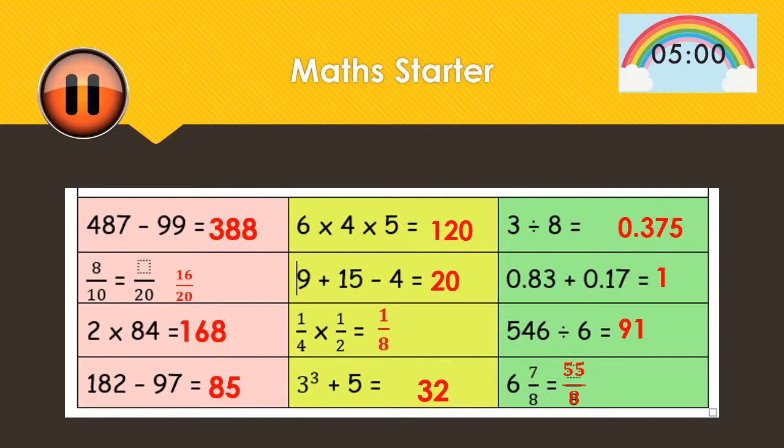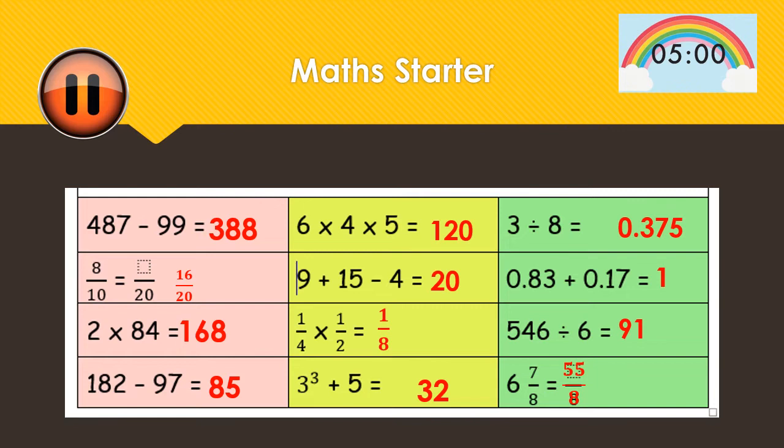1/4 times 1/2. 1 times 1 is 1, and 4 times 2 is 8. So we get 1/8. And can we simplify that? No, we cannot. 3 cubed plus 5. So we know the small 3 on top means cubed. So that means we times the number by itself. 3 times 3 times 3. So we should have 3 sets of the same number being multiplied by itself. 3 times 3 is 9. And 9 times 3 is 27. So 27 plus 5 is 32.